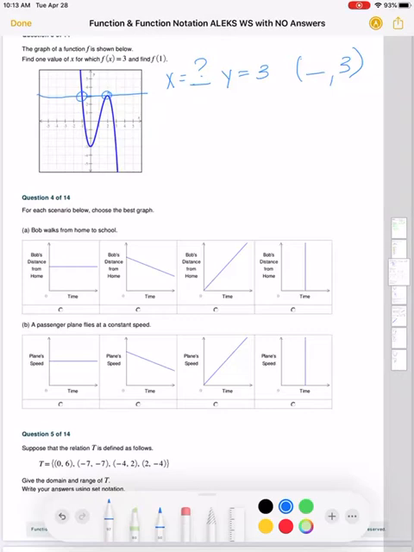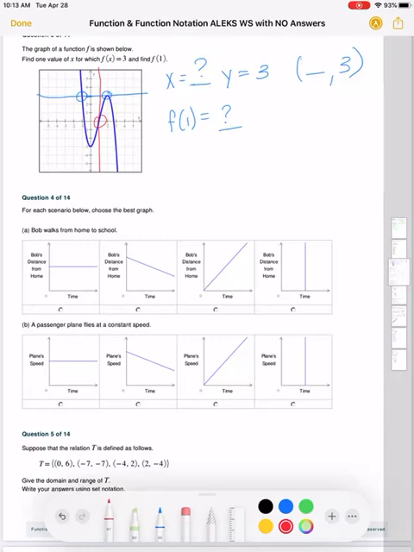Then the second question says, when I plug 1 in for x, what does it equal? What comes out? So when I plug 1 in for x, which is right here, what is my y value?